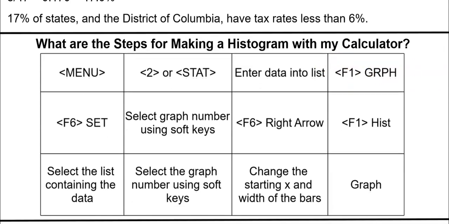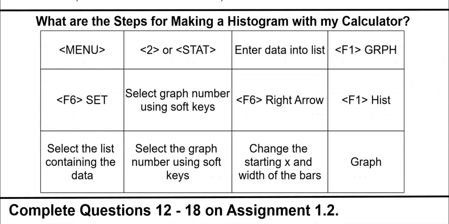Now, you can make a histogram on your calculator by doing these steps. Hit your menu, go into your stats menu, put your data into your lists, and enter all those data in. I can hit F1 for graph, set up which graph I want, tell it a histogram, select the list containing the data set, select the graph number using your soft keys, change your starting X value and the widths of the bars, and then hit your graph key. If you try that on your calculator, it's going to make a lot more sense.